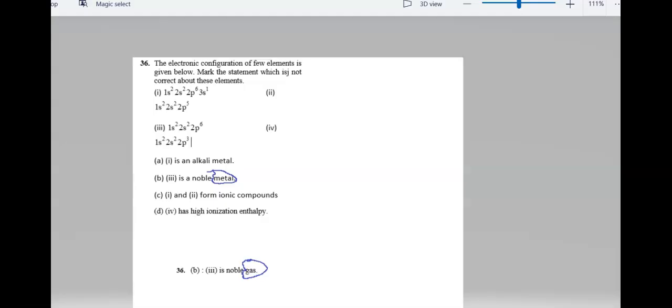Now we are going to start the 36th question. The electronic configuration of a few elements is given below. Mark the statement which is not correct about this element. Now just look at option B. 1s2, 2s2, 2p6. So that element is a noble metal. What do you think? Is the statement correct or incorrect? Actually, the statement is incorrect because it is a noble gas, not a noble metal. Hence, the answer is option B.